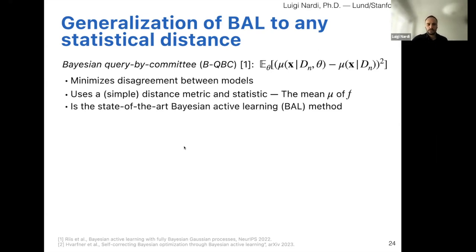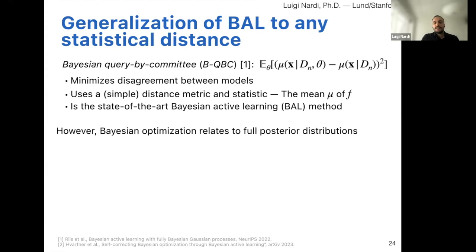As I said before, it was introduced in this paper at NeurIPS last year. The idea would be to use something like that in Bayesian optimization, but as you can see here, they're using the mean, just the first moment of the distribution. And in Bayesian optimization, we very often care about the full posterior. So before using something like this, perhaps it's better to pause for a second and improve this to use the full posterior first. So I will take a slight sidetrack now to improve Bayesian active learning first, so that we can then plug it into Bayesian optimization.